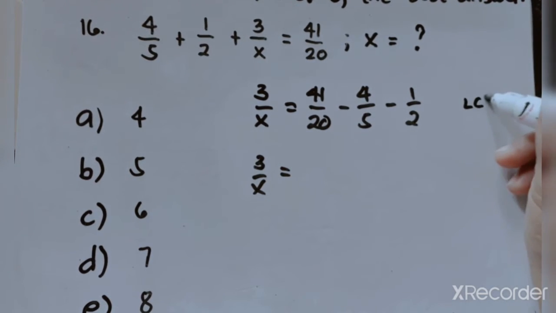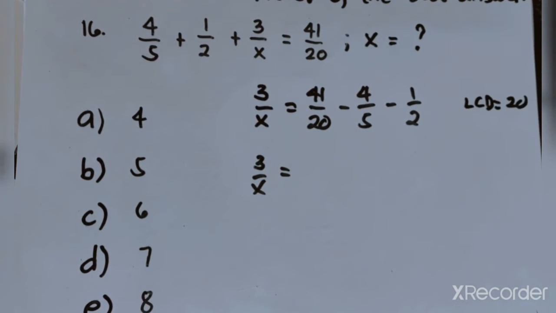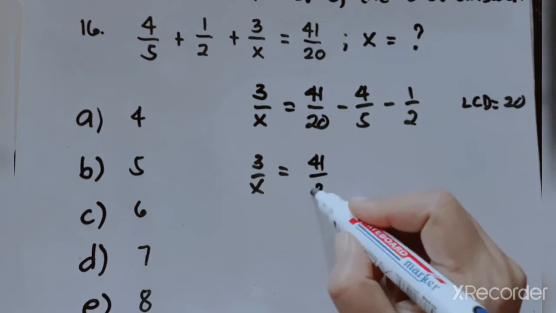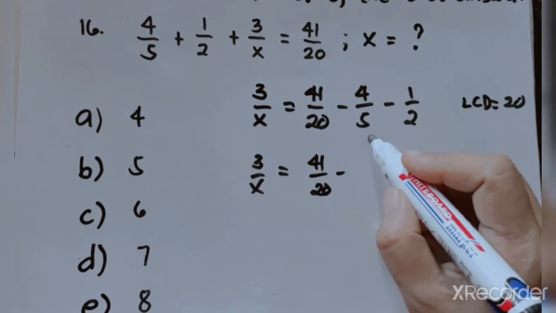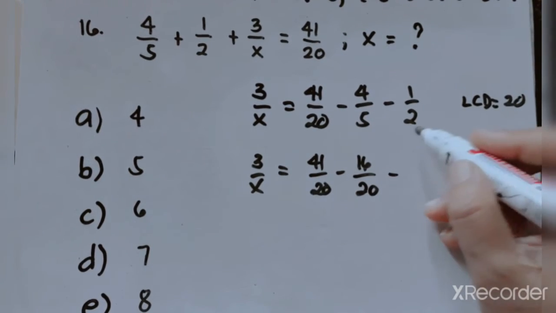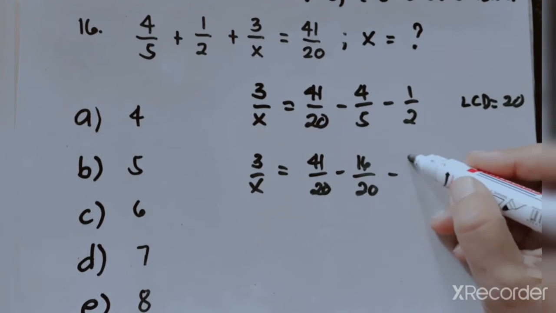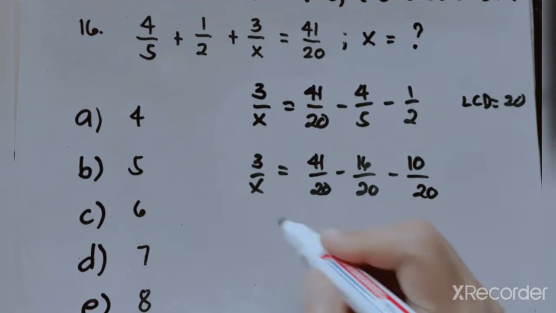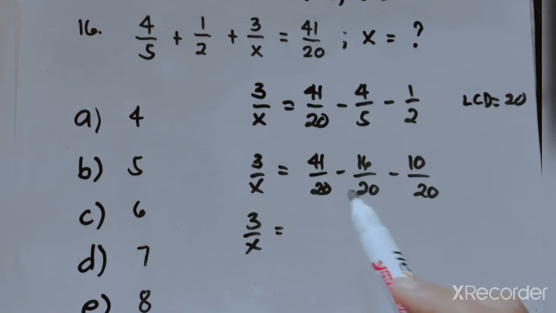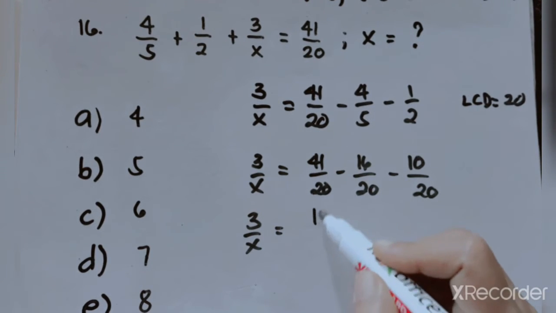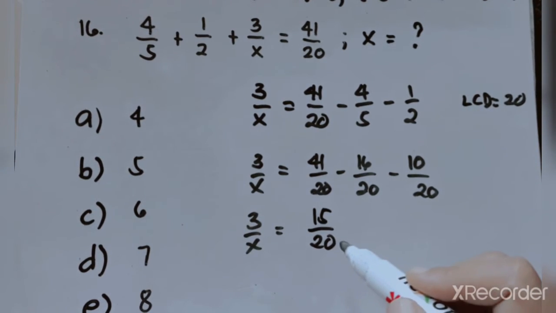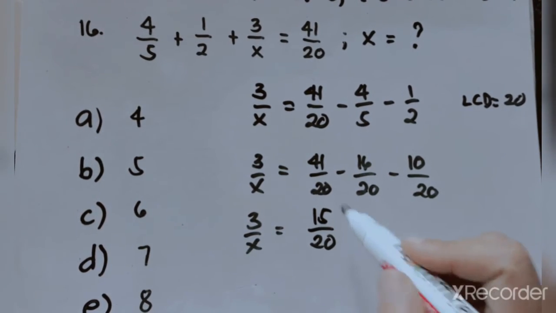So LCD equals 20. So 20 divided by 20 is 1 times 41 is 41, over 20, minus 20 divided by 5 is 4 times 4, 16 over 20, minus 20 divided by 2 is 10 times 1, 10 over 20. Now combine. So 3 over x equals 41 minus 16 is 25 minus 10, 15. So 15 over 20. 15 and 20 are divisible by 5, so you can reduce these to lowest term.